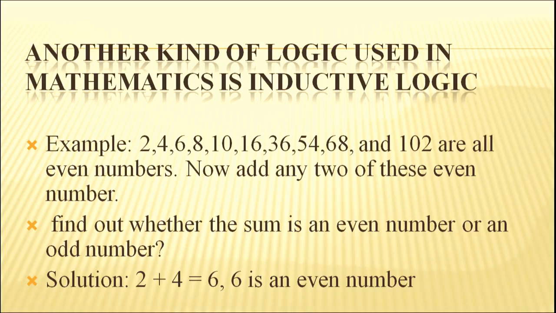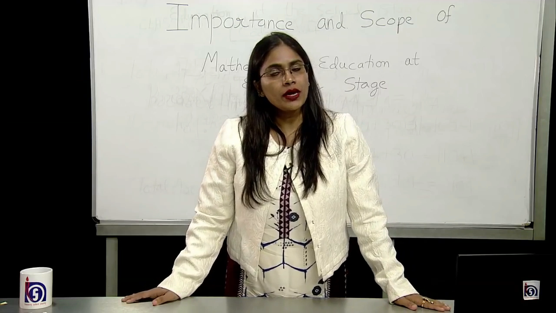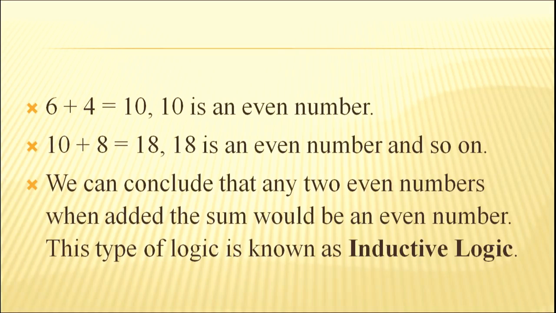2 plus 4 equals 6 and 6 is an even number. 6 plus 4 equals 10, again 10 is an even number. 10 plus 8 equals 18, 18 is an even number and so on. We can conclude that any two even numbers, when added, the sum would be an even number. This type of logic is known as inductive logic.